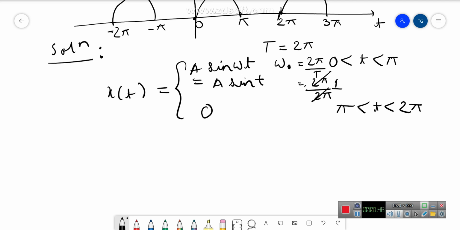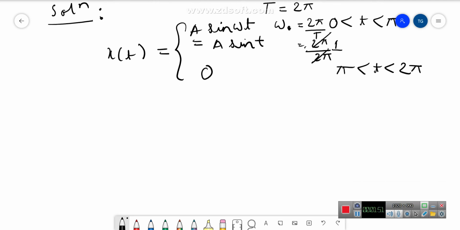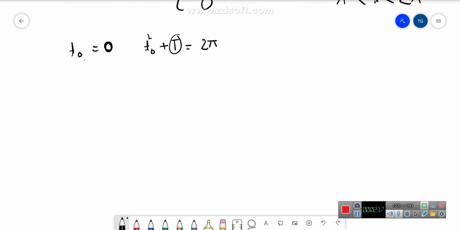Now we know that in this case our t naught is 0 because it is starting from 0. We can just consider one wave, starting from 0 to 2 pi. So we integrate from t naught to t naught plus T, and this is 0 and this is equal to 2 pi. So first we will calculate our Fourier series coefficient a naught. For that we know our equation for a naught is 1 by T integral from 0 to 2 pi of x of t dt.